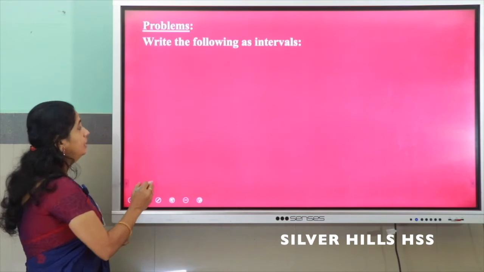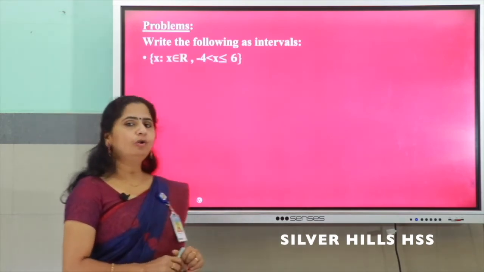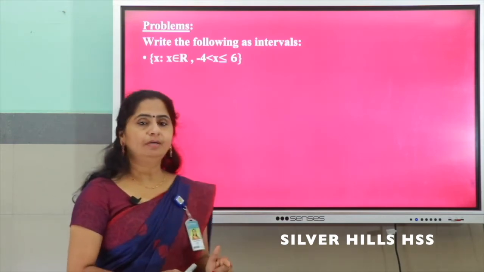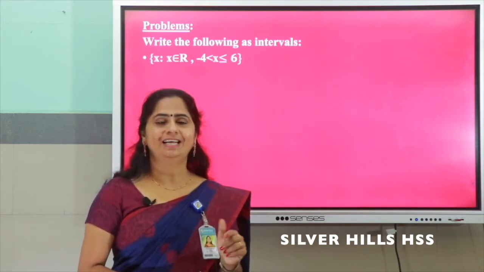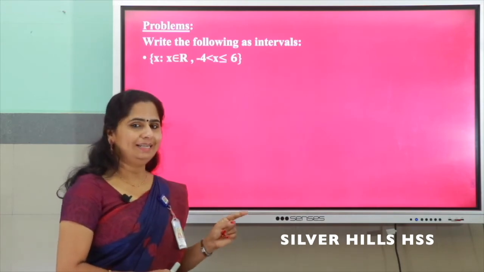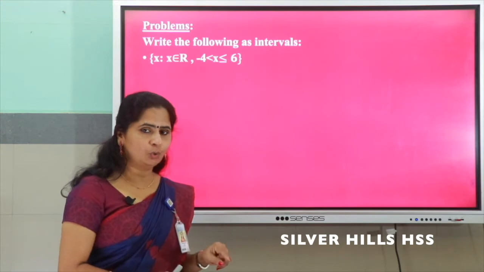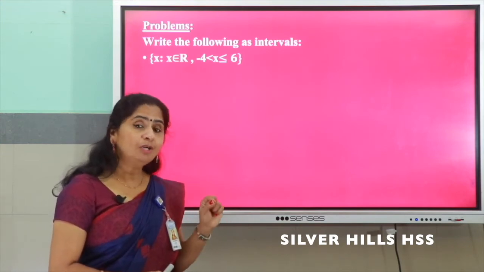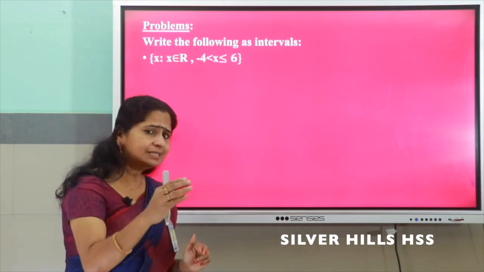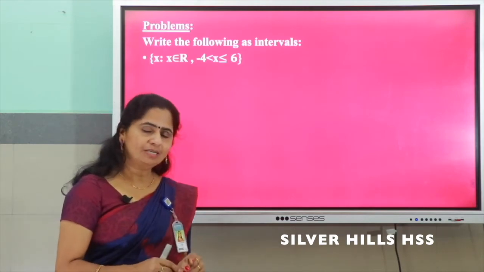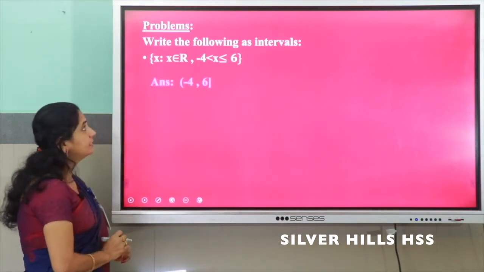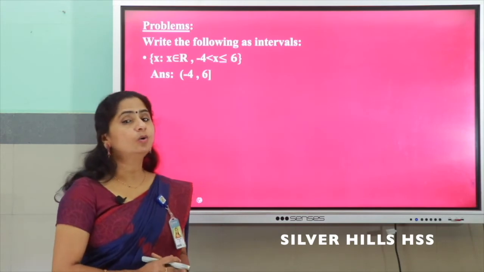Now let us see a problem. Write the following as intervals. We are given the condition x such that x is a real number and minus 4 less than x less than or equal to 6. Check the inequality, minus 4 less than x, which means minus 4 should not be included. Less than sign means that particular value is not included, so you use the open bracket. It takes the rest of the values till 6. Since there is less than or equal to sign for 6, 6 is also included. Therefore, we use the square bracket. So this is written as open minus 4 comma closed 6.